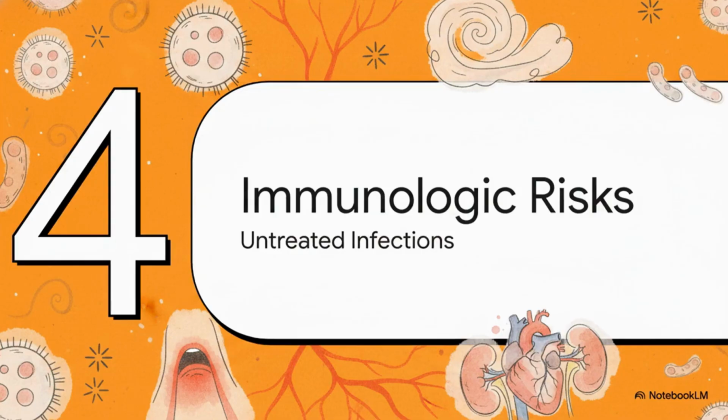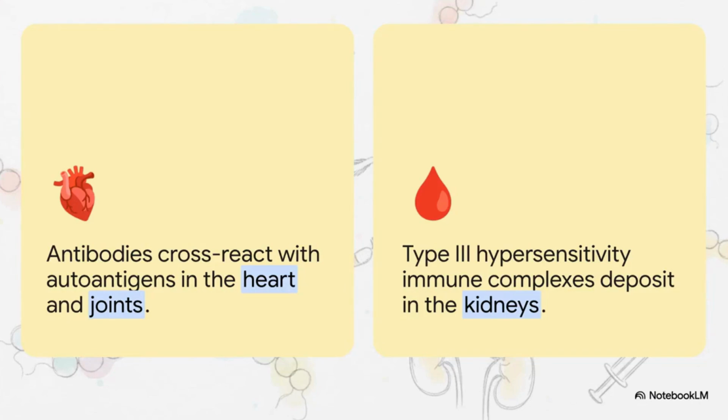Section 4. Immunologic complications. The high stakes of untreated infection. And now we reach the absolute climax of our grand rounds. What happens if this patient goes untreated? Well, it can trigger devastating post-infectious sequelae through two totally divergent pathophysiological mechanisms.